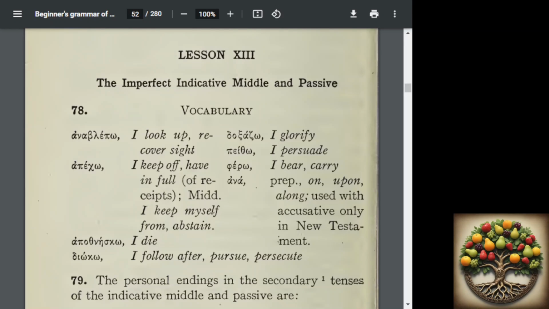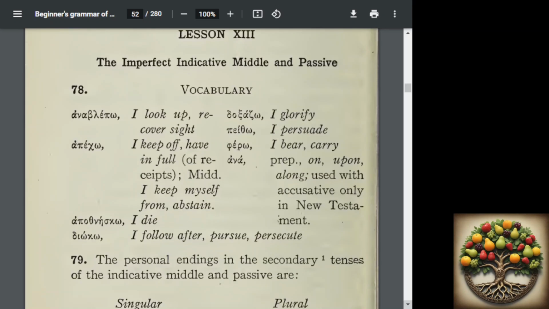Chapter 13 begins with the middle and the passive of the imperfect. And as always, we start off with some vocabulary. I will be doing that card in the homework section. Notice we do have one preposition here.